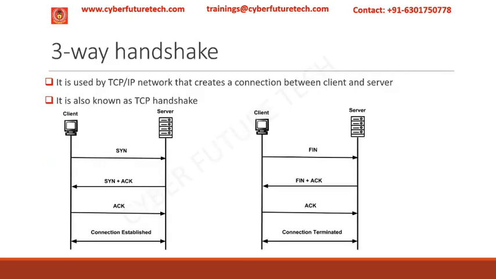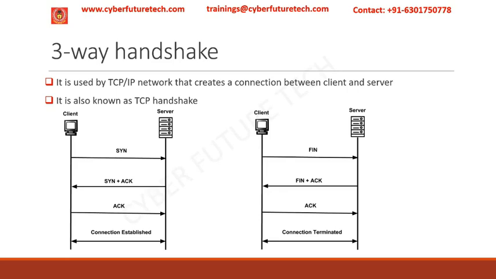The next one is three-way handshake. TCP/IP network uses this method which creates a communication between client and server. It is also known as TCP handshake. It is a three-step method where the client and server are required to exchange SYN and ACK packets before beginning the data communication. Now we will see how the communication is established between client and server.